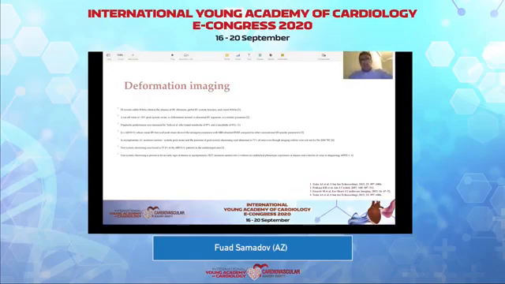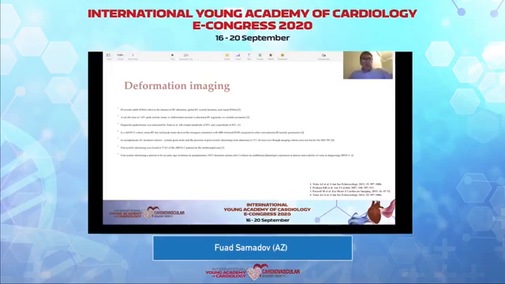Deformation imaging is very important too, because it reveals subtle wall motion abnormalities, often in the absence of RV dilatation, global RV systolic dysfunction, or visual wall motion abnormalities. A cutoff value of -18% peak systolic strain is a reliable parameter to differentiate between normal and abnormal RV segments.